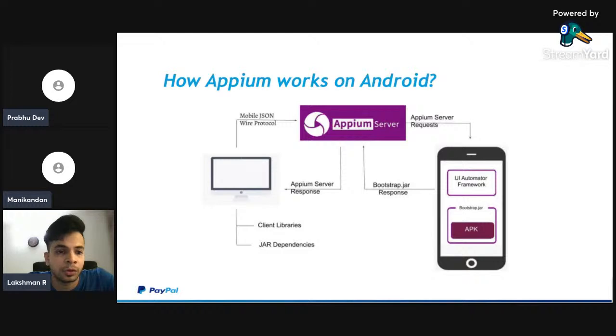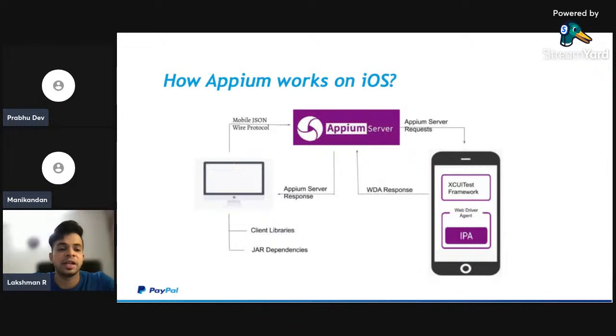Again, you pass information through the JSON wire protocol from the server to the device. Now the device has to send the response, right? That response is happening now. The response is sent via the bootstrap.jar, and then the Appium server forwards this response, which is the session ID I told you about previously, to the client. This is how Appium works on Android devices. Move on to the next slide.